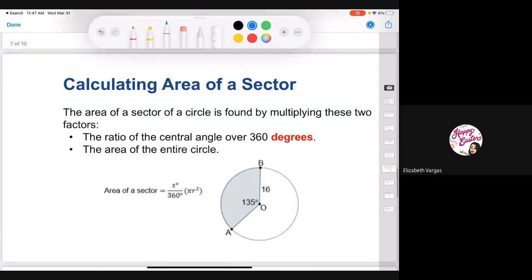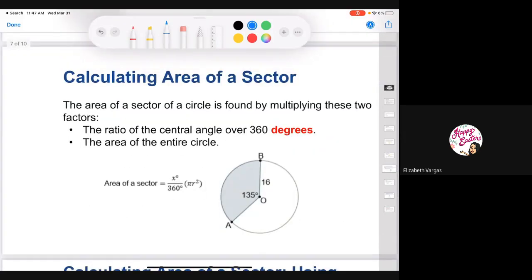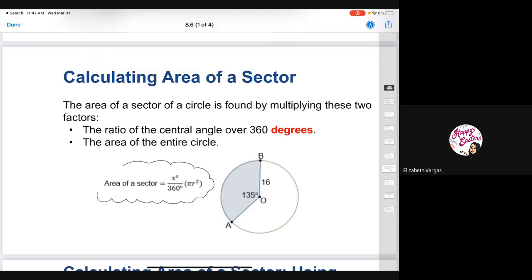Okay. And so how do we solve for the area of a sector? Well, the area of a sector is found by multiplying these two factors: the ratio of the central angle over 360 degrees and the area of the entire circle. So basically, to find the area of a sector when we have our central angle in degrees, we can use this equation right here. Remember that your central angle has to be in degrees for you to use this equation.